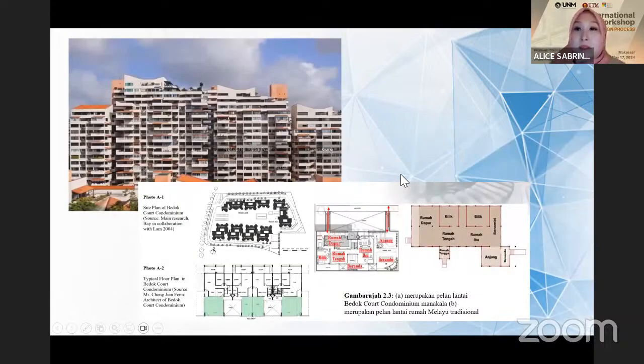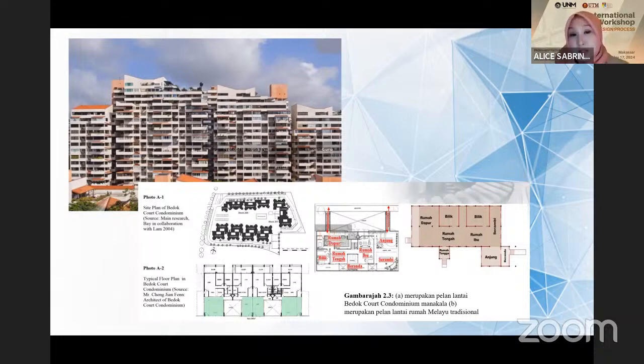Okay, another example that I would like to show you. This is a vertical housing development in Singapore. It was designed by an architect known as Chang Jun Fen, and this building project is known as the Bedok Court Condominium.